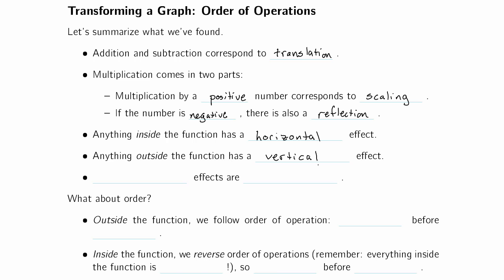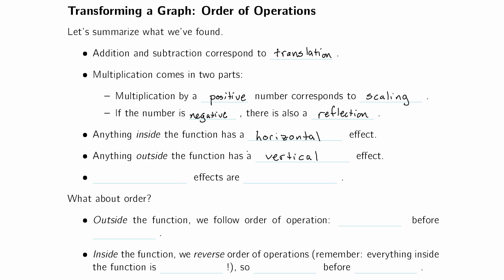By inside and outside, we mean things inside the function are written inside the function parentheses. They're happening to x before we apply the function. And then outside the function is outside the function's parentheses. They're happening to the output of the function after we apply the function.